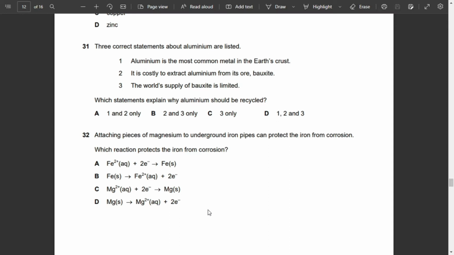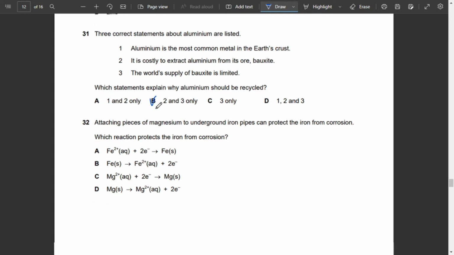Here we're talking about 3 correct statements. All these statements are correct, but what actually conveys a message that we should recycle aluminium? If we see the first statement, it says that aluminium is the most common metal in Earth's crust, so why would we recycle? Statement 1 is not highlighting the importance of recycling. If we look at statement number 2, it is costly to extract aluminium from its ore, bauxite, yes. To save money, we must recycle it. And then we see the world's supply of bauxite is limited, so of course the answer is B, because 2 and 3 highlight the importance of recycling aluminium.